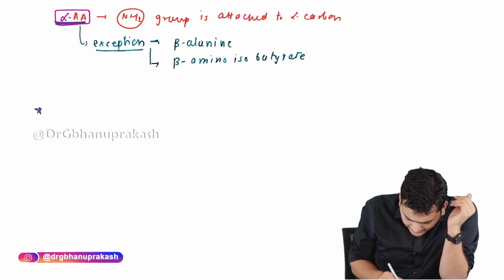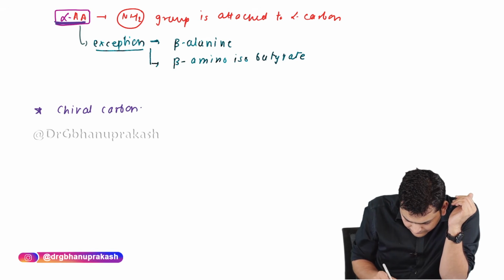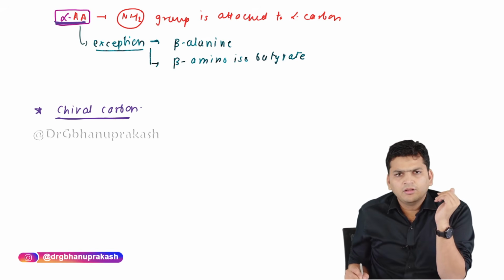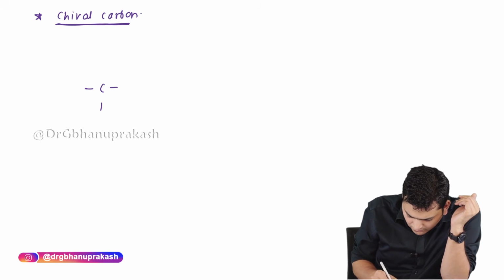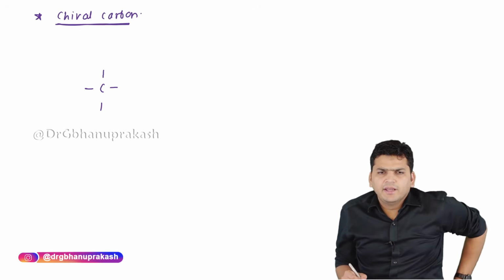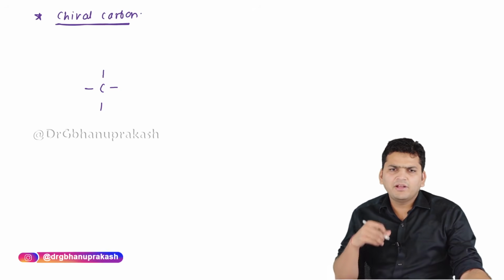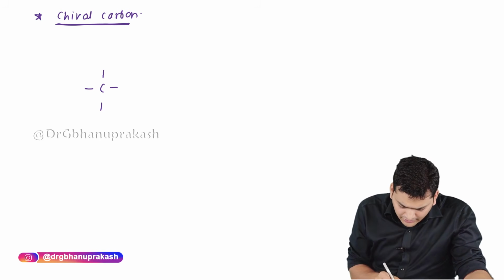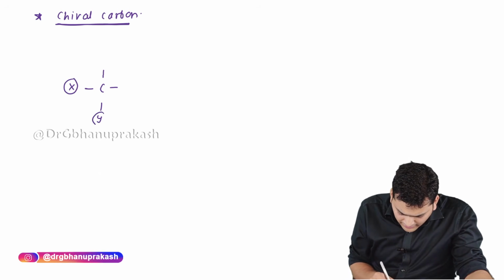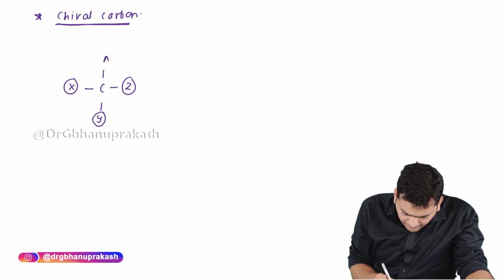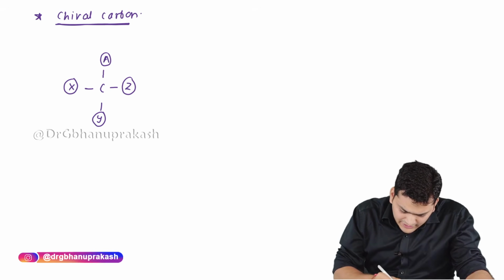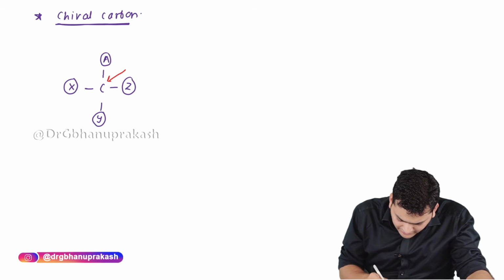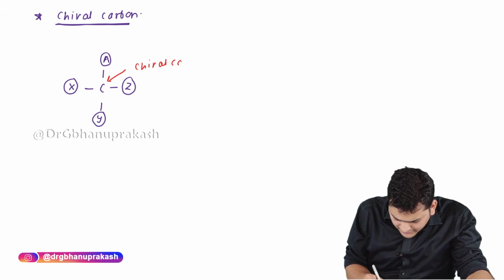Let's understand the second definition, that is chiral carbon. What is the meaning of chiral carbon? We know that carbon has four valencies. If all the four valencies have different functional groups, for example here it is X, Y, Z, A, what you can appreciate is all the four valencies are different. If all the four valencies are different, then such carbon is referred to as chiral carbon.